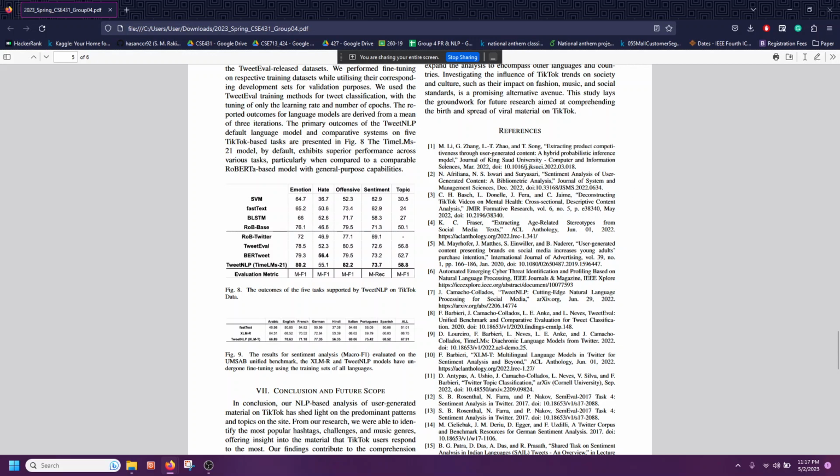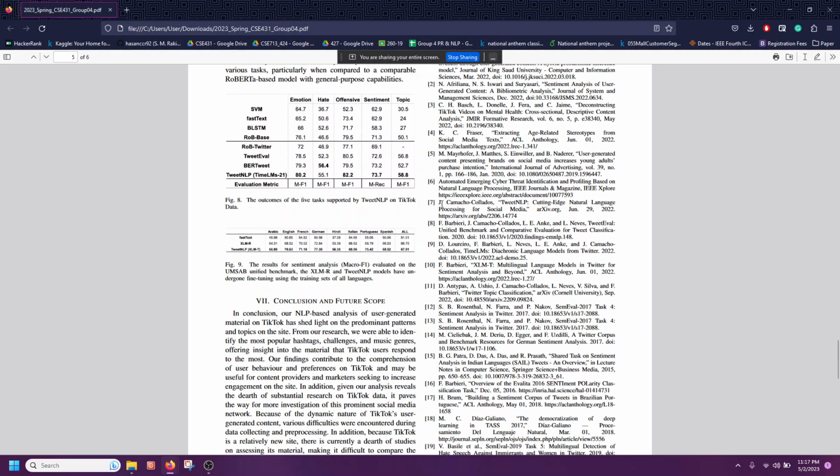The primary outcomes of the TweetNLP default language model and the comparative systems on 5 TikTok tasks are presented in figure 8. The TimeLMs-21 model by default exhibits superior performance across various tasks, particularly when compared to a comparable RoBERTa-based model with a general purpose capability. In figure 8, we can see the outcome of 5 tasks supported by TweetNLP and TikTok data. And in figure 9, we can see the result for sentiment analysis evaluated on the UMSAB unified benchmark. The XLM-R and TweetNLP language models have undergone fine-tuning using the training sets of all languages.